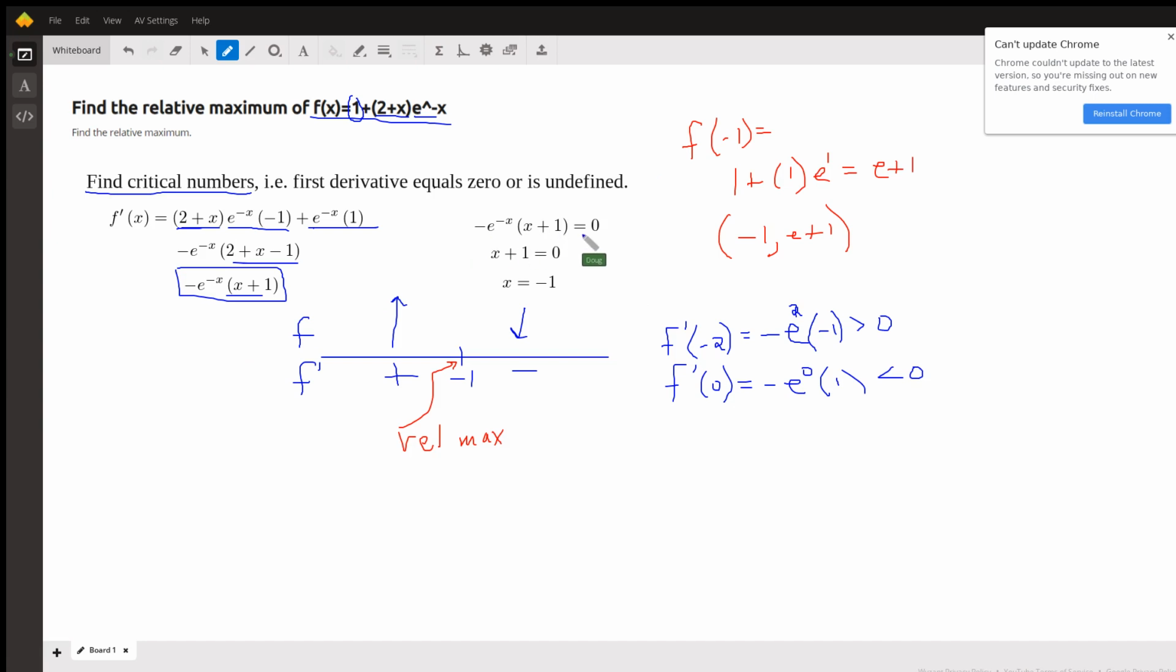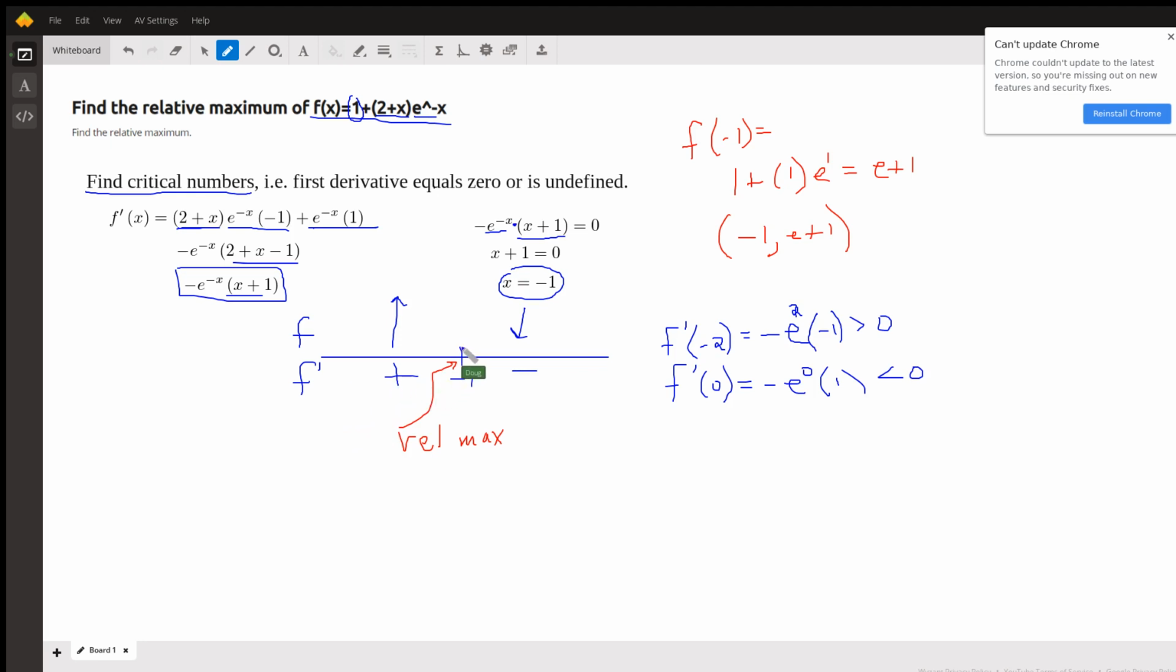So here I've set it equal to 0 using the zero product property. This expression will equal 0 when either this factor equals 0 or e to the minus x equals 0. Well, e to the minus x never equals 0. So it'll only equal 0 when x plus 1 equals 0, or x equals negative 1. So that's the x value where we might have a relative maximum. We'll use the first derivative test to find out.